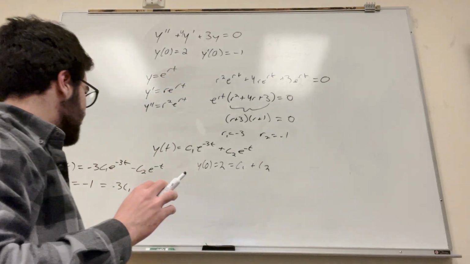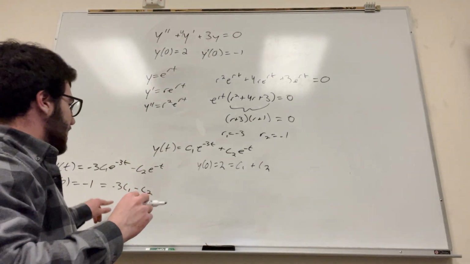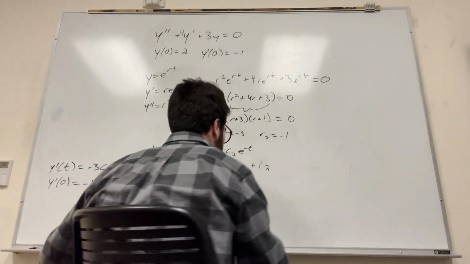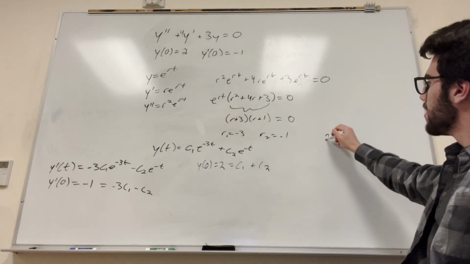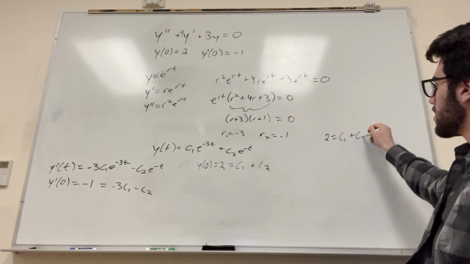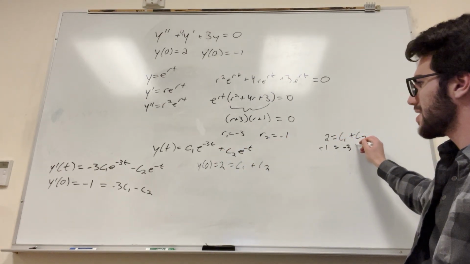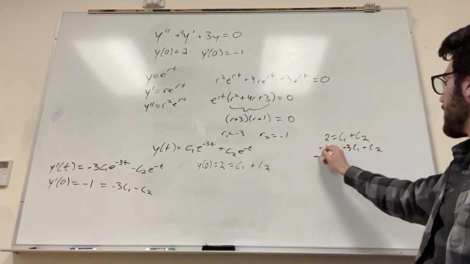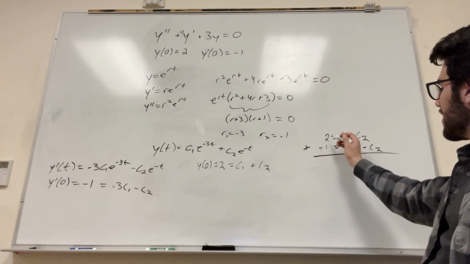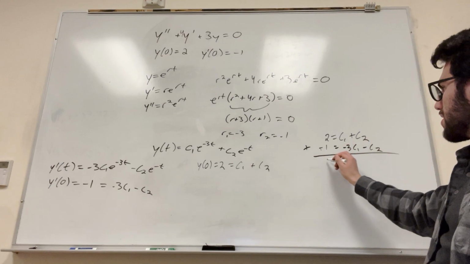Okay, now we have to look at how we are going to get rid of one of these. And the way I like to do it is I like to add the equations. So we're going to take this and just write it out: 2 is equal to c1 plus c2. And then we're going to add that underneath: -1 is equal to -3c1 minus c2. And then literally all we have to do is add these together. So 2 minus 1 is 1.